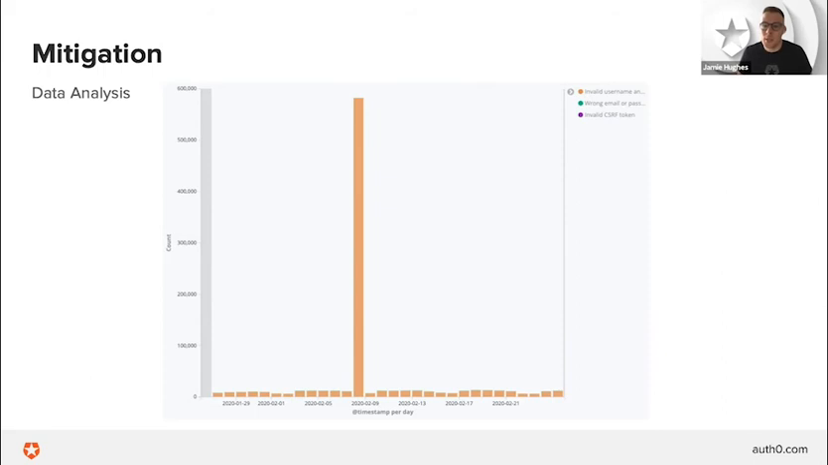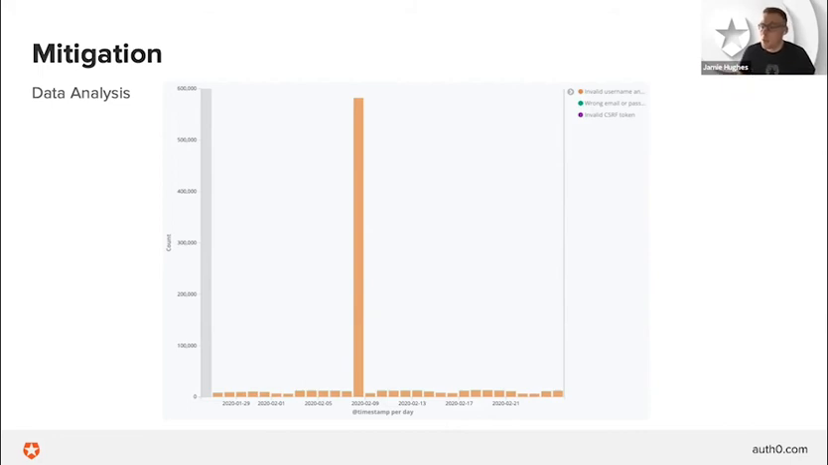So it's always a good idea to benchmark your normal traffic patterns, and also for spikes, where you're anticipating maybe sales or periods where you would expect higher volumes of traffic. Benchmarking that, and then being able to easily identify when you may be under some form of attack.